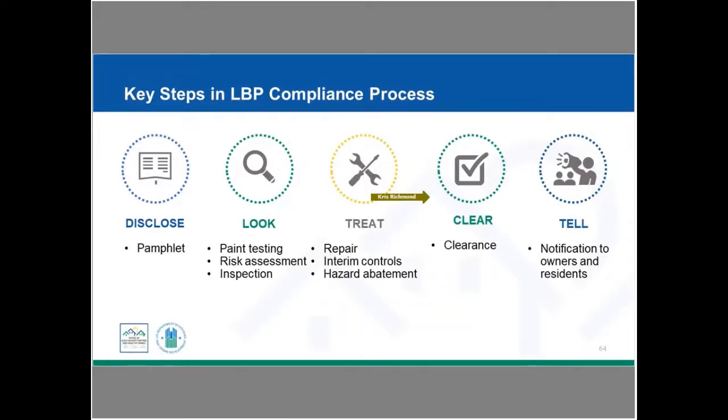So once everything is cleared, let's talk about clearance. After the work is done, it has to pass clearance, and it has to be done by a visual inspection, we said that. Okay, so for telling, we need to tell our residents and the owner in writing what lead hazards were found and how they were treated and cleared. We're going to talk more about what those notices are. We have some sample notices as we go throughout the material today.